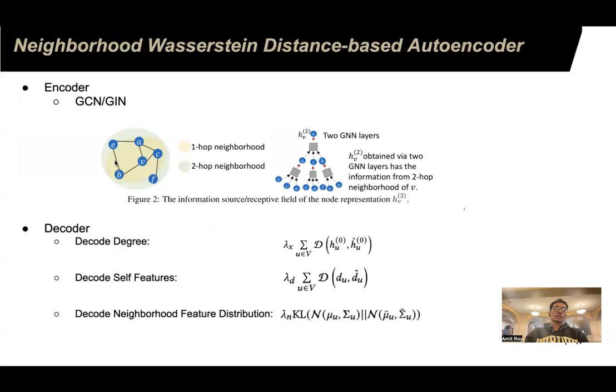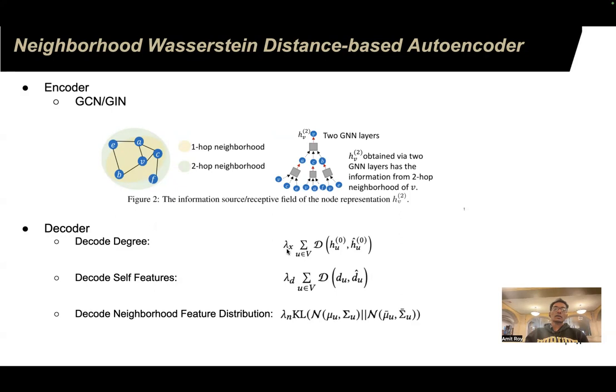So here are different parts of the GAD-NR. The encoder is a GCN or GIN, which can encode one or two hops of neighborhood. And in the decoder, we are decoding the degree, the self feature, and the neighbor feature distribution by minimizing the KL divergence between the target Gaussian neighborhood distribution and the predicted Gaussian neighborhood distribution.